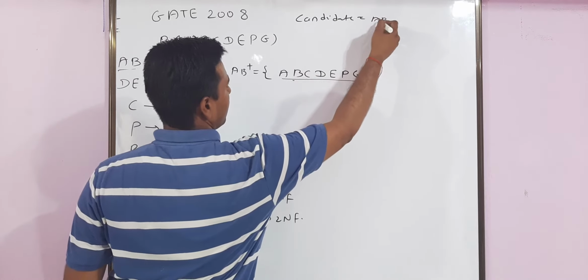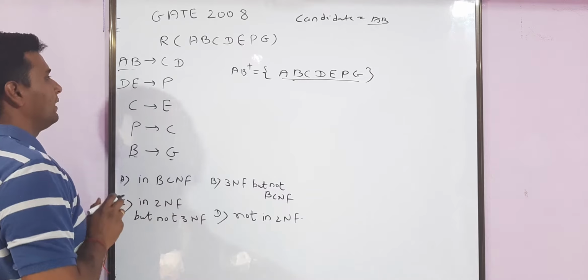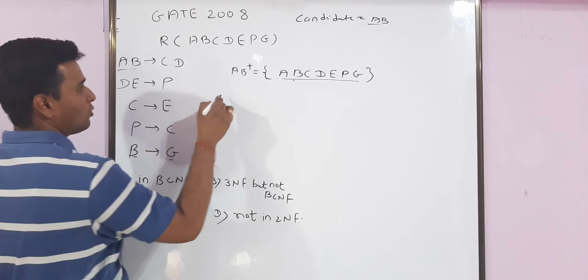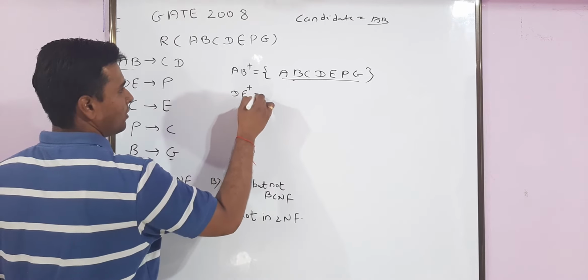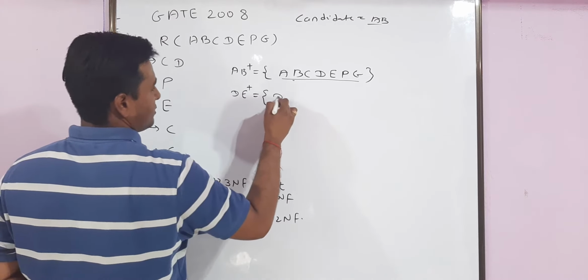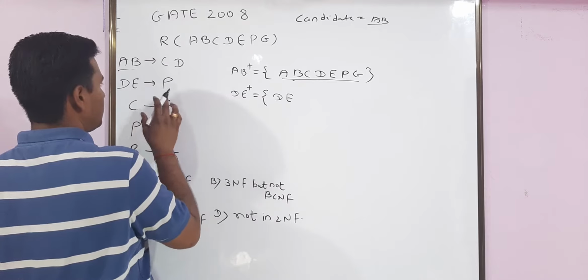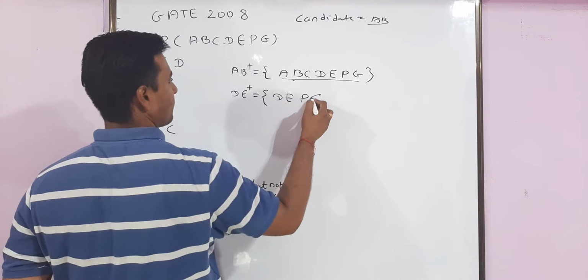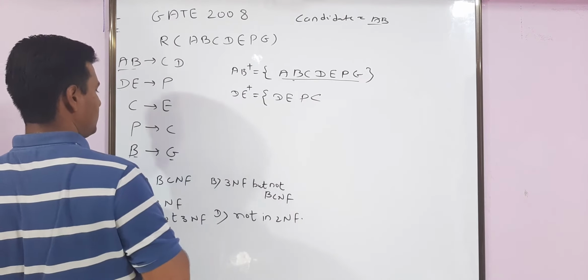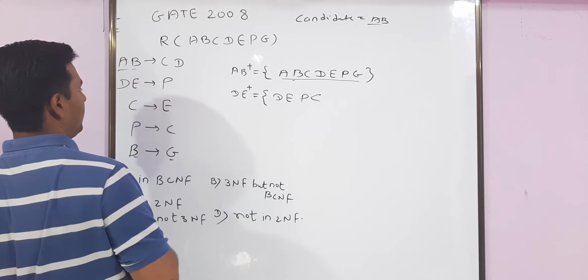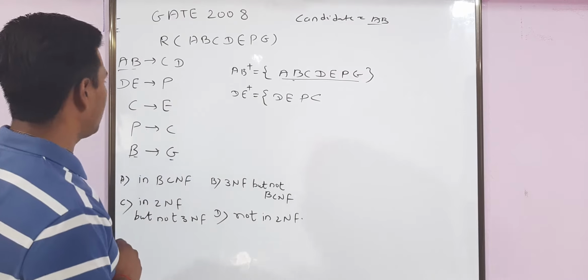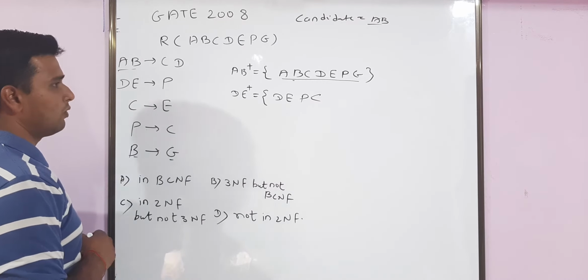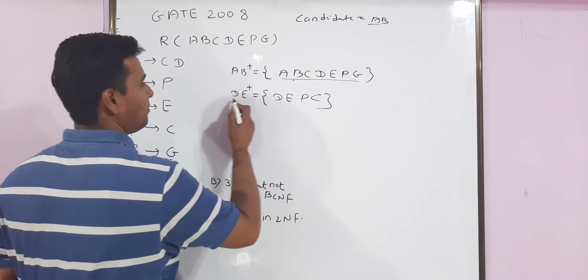So let's check, can we find more keys like this? If we start with DE, find DE closure. D determines DE and DE determines P. Now P determines C. Then C determines E, which we already have. Again we don't have anything more. So we are covering DE, P, G, but we cannot conclude about A and B. So this cannot be a candidate key.